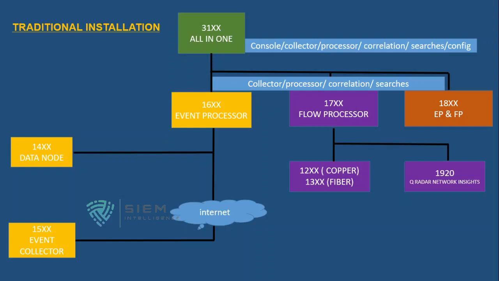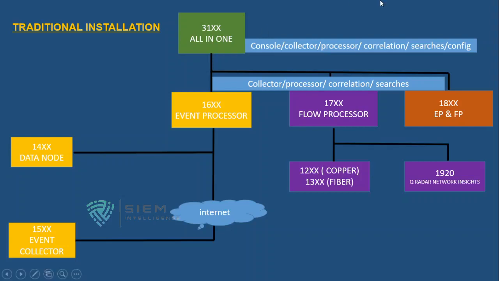So here the entire processing is again done at the event processor, and it will send it to the console for another level of providing your properties as meaningful information. It will show meaningful information. So this is the traditional installation.